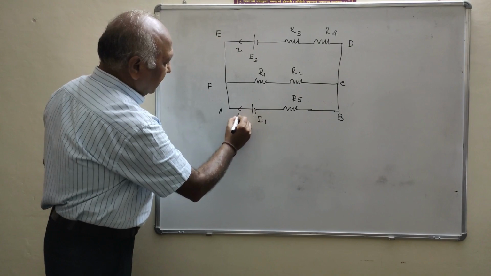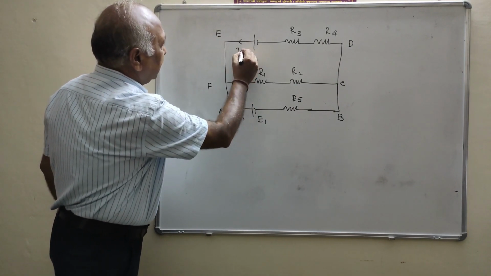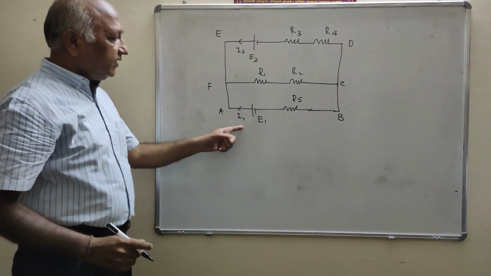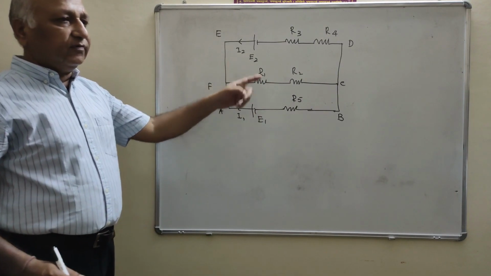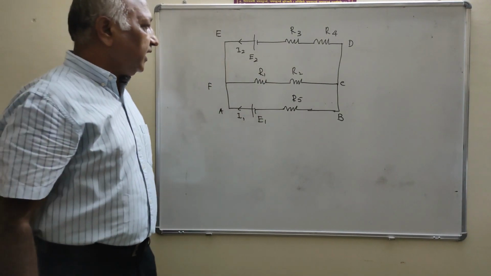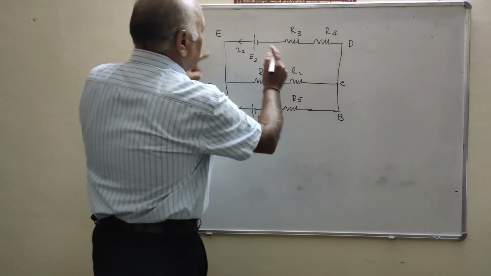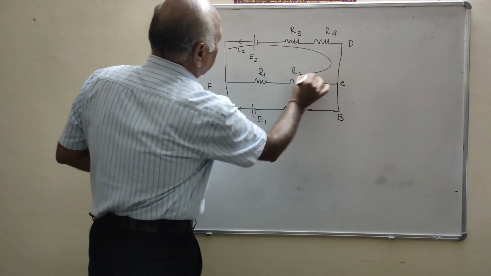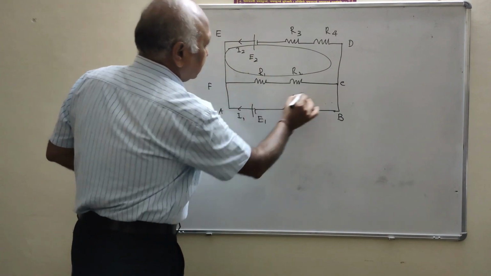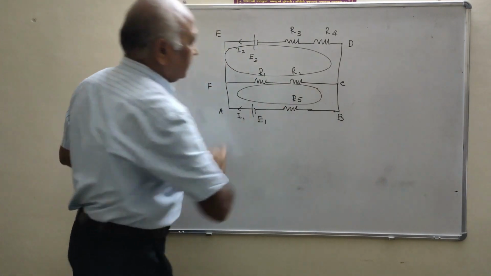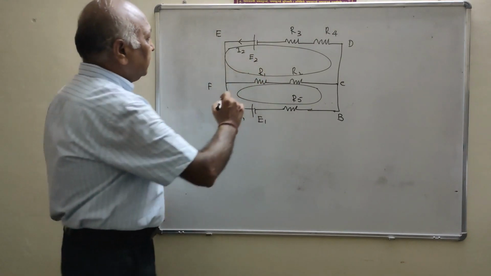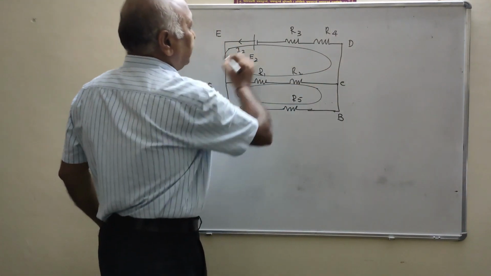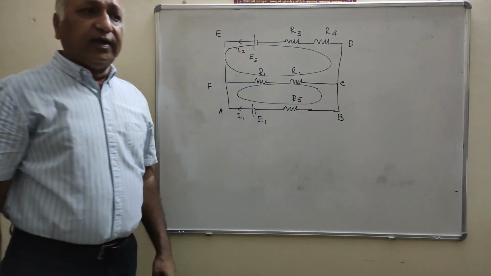This is the I1, and say this is the I2. We are taking the I1 with the source E1 and the I2 with the source E2. Clear? What is this? This is a mesh. The mesh, and if we will take the complete circuit, it will be a loop.